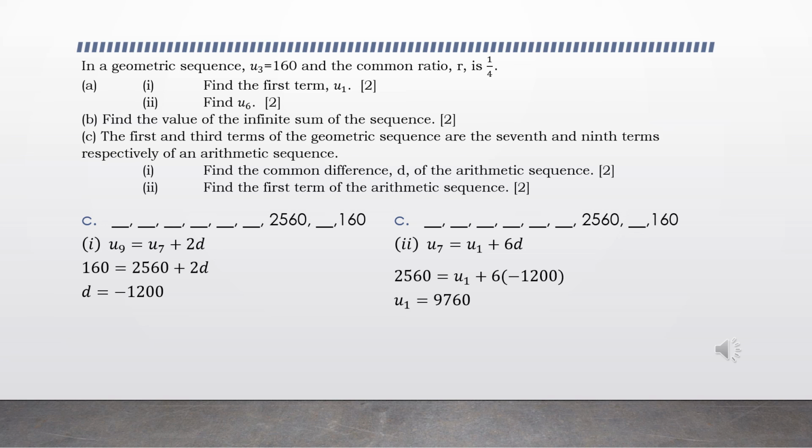Part 2, find the first term of the arithmetic sequence. So again, same formula for u sub n. And the substitution will be 2560 equals u sub 1 plus 6 times the difference, negative 1200. So solving, simplifying, using your GDC, the first term u sub 1 will have a value of 9760.